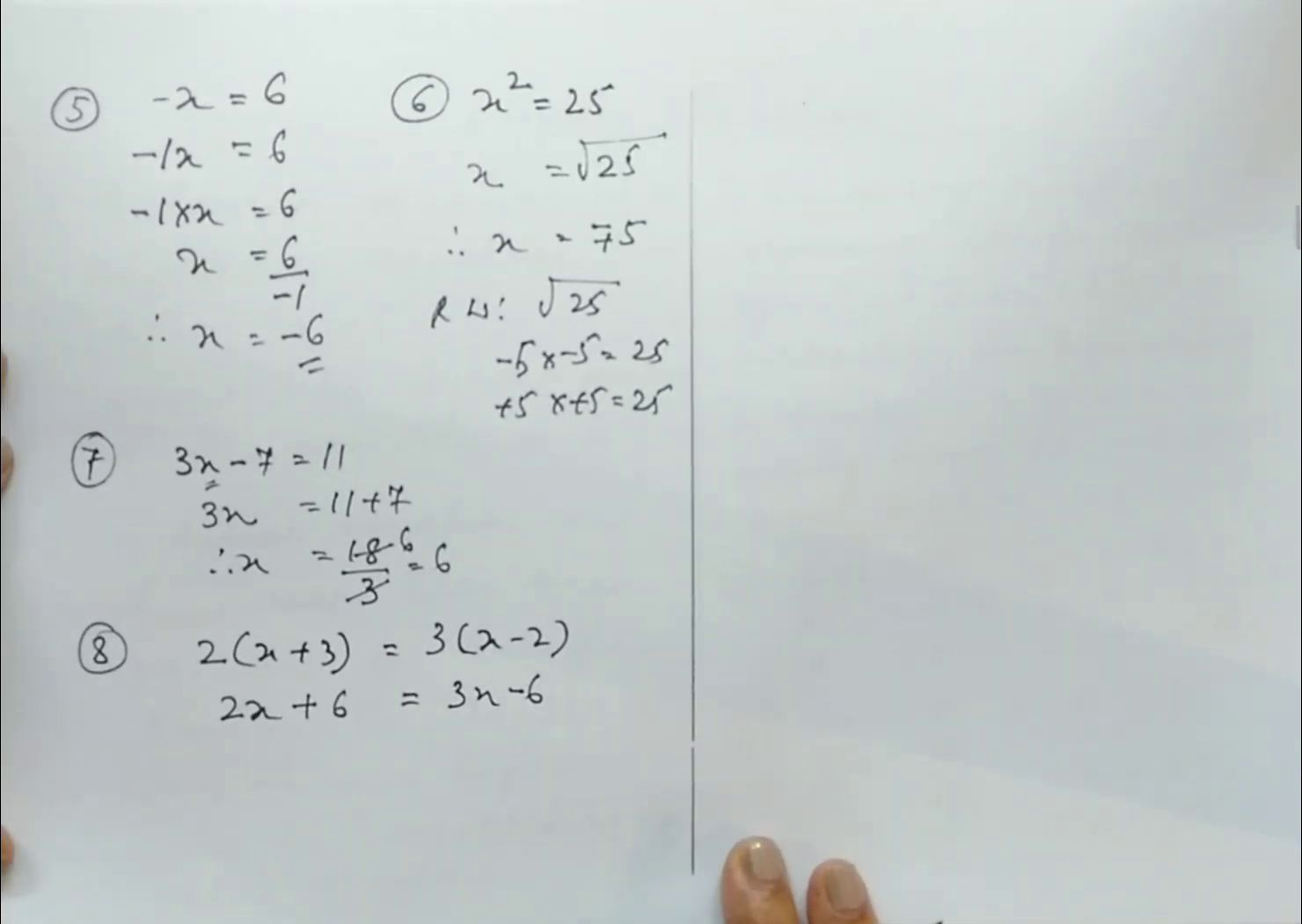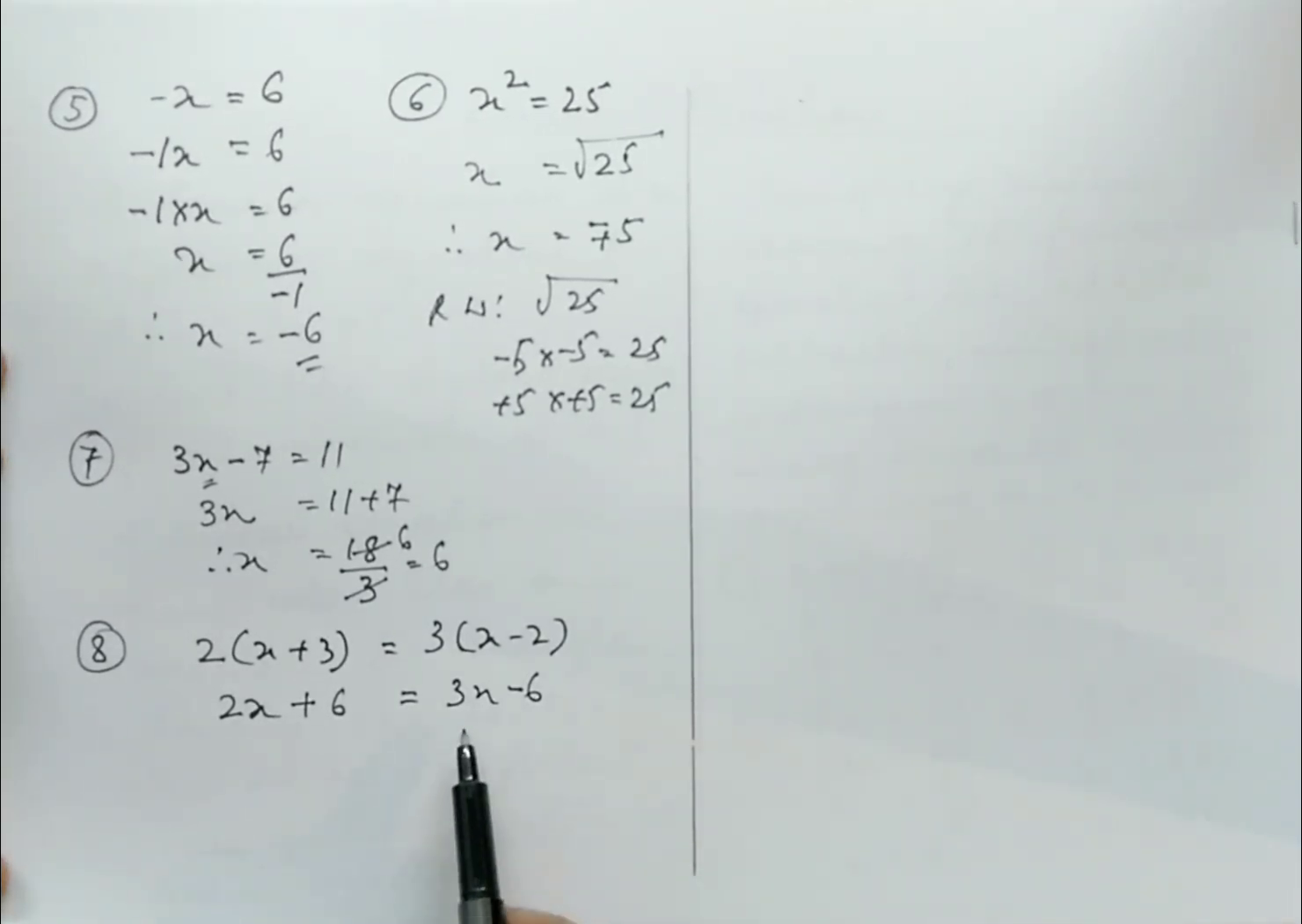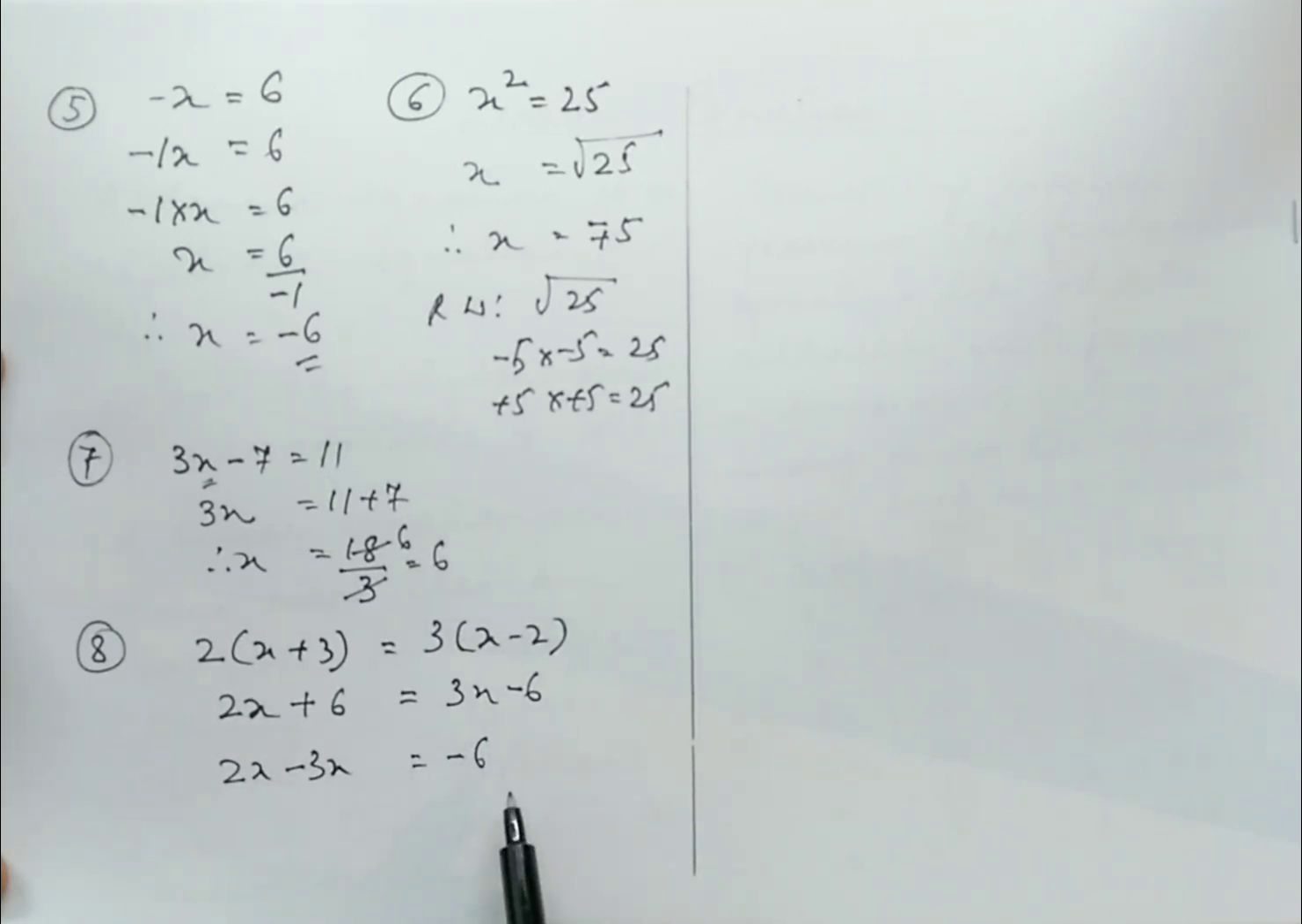Correct? Now our aim should be to bring all the x's on one side. Okay? So like this, and minus 6 is already here. And plus 6 needs to be shifted, so it comes as a minus 6. Here 2x minus 3x will give me minus x. And this minus 6 and minus 6 will give me minus minus plus, and we need to add up. So we are getting minus 12.